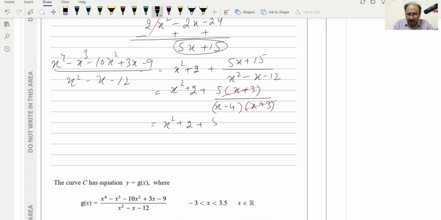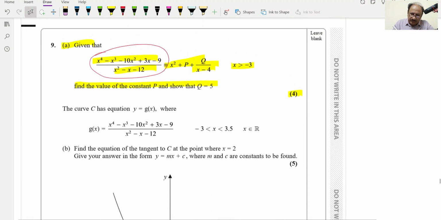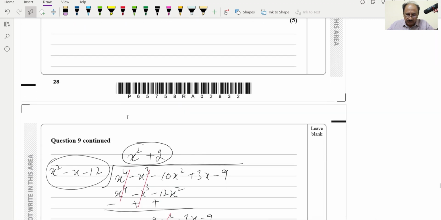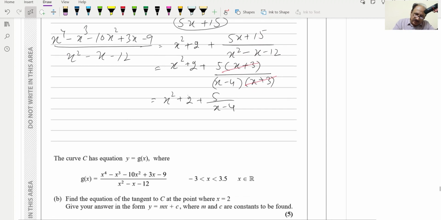The remaining portion will be x squared plus 2 plus 5 over x minus 4, and we can compare it with the given equation over here. The p value will be x squared plus p, and the q value is this numerator, so p is equal to 2 and q is equal to 5. So these will be the two values which we were supposed to find.